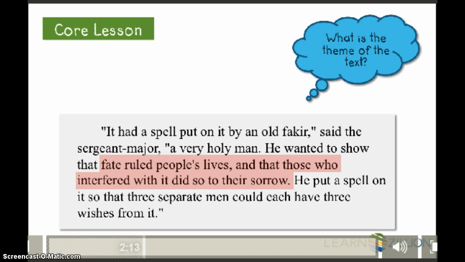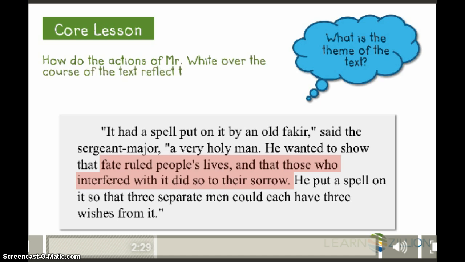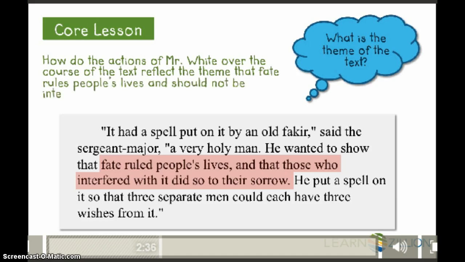As a reader, we know this is the theme of the text because it is a clear message to the reader that they are supposed to take away. Now we can rephrase the question we started with by elaborating on the theme. How do the actions of Mr. White over the course of the text reflect the theme that fate rules people's lives and should not be interfered with?